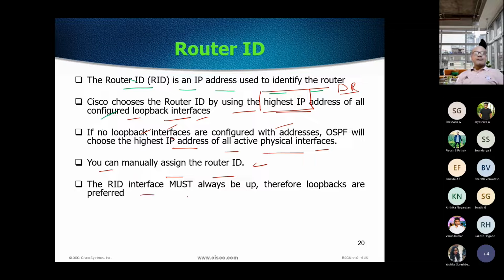The router ID must always be up. Therefore, loopbacks are preferred because they are virtual. This is not a physical interface. That is the reason your loopback interfaces are very important, which will never go down, right? Correct, guys. Yes, they will never go down.